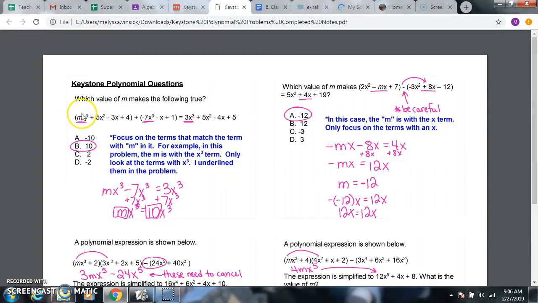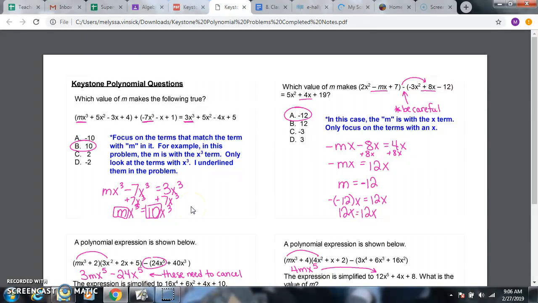So I have an mx to the third that I'm starting with, and I carried that down here to the work. Then, this is addition in between these two, so nothing changes about the second set. So I have an mx to the third minus a 7x to the third. When I combine those like terms, I know that it's going to give me a positive 3x to the third as a final answer. I just have to figure out what number m has to be. So what number minus 7 is actually going to give us 3 for our final answer?